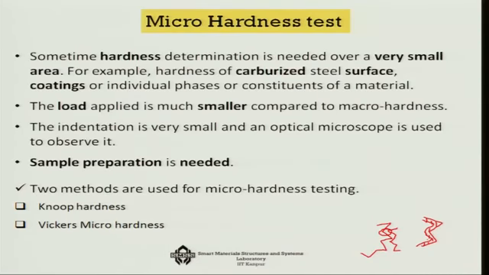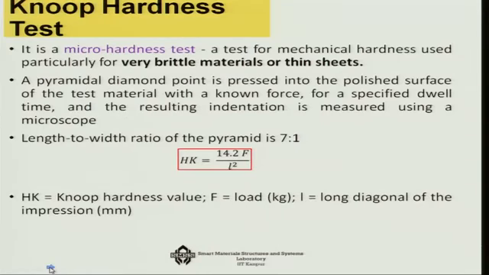So, for such cases the micro hardness test comes into the picture, and the important thing here is that the load applied is much smaller, because the indentation thickness is very low. The indentation itself is very small, and sample preparation is definitely needed. There are two methods that are used, Knoop hardness and Vickers micro hardness. Let us go to each one of them.